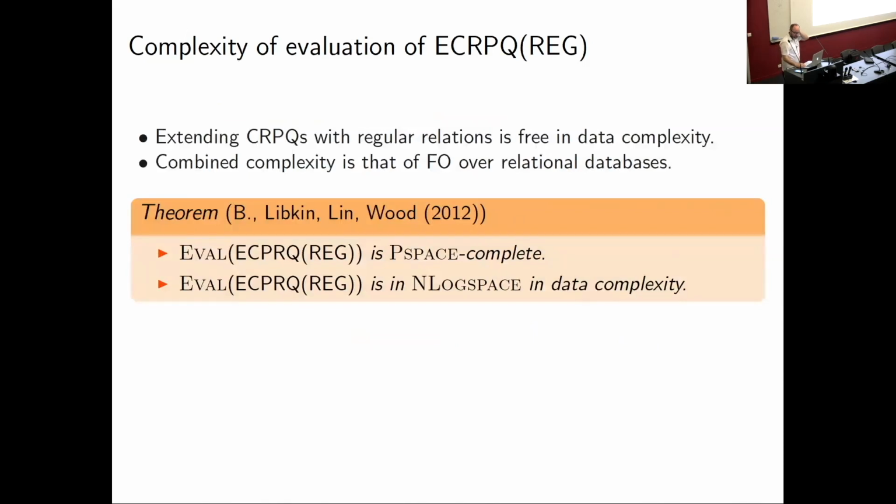So what is to be mentioned about the complexity of evaluation for ECRPQs? Well, extending conjunctive regular path queries with regular relations is free in data complexity. The evaluation problem for ECRPQs with regular relations is still in NLogSpace in data complexity. In terms of combined complexity, it is PSpace complete, but this is not too bad.